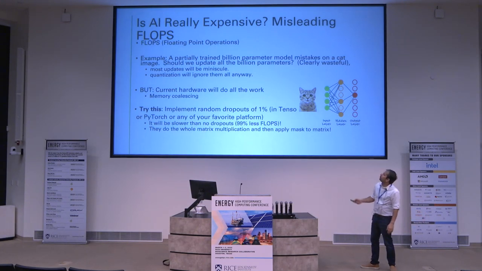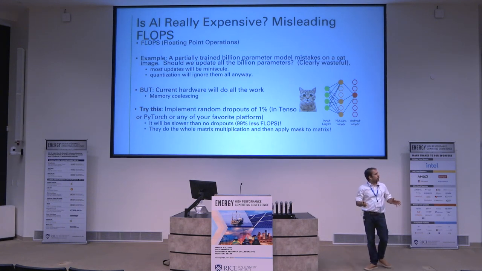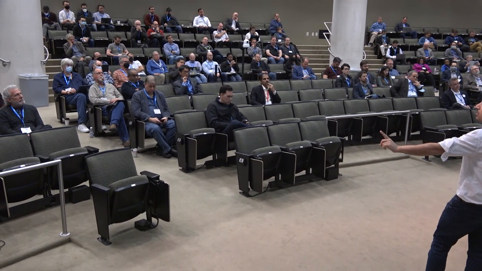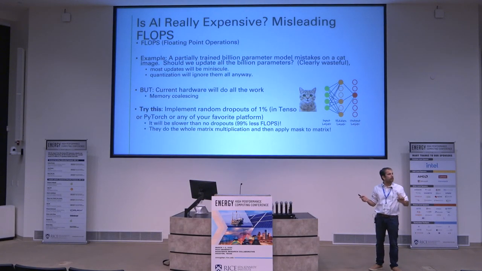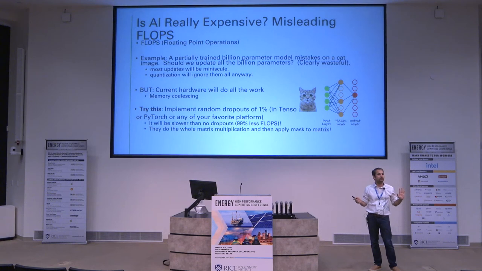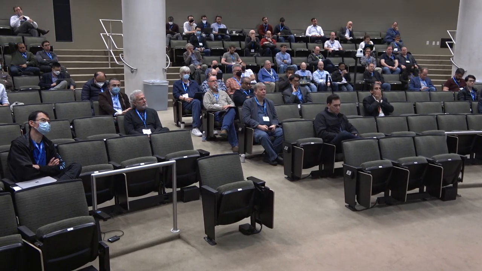But current hardware will do that work because it requires memory coalescing. And the way the current model works, they will count all these operations as flops. So if I make a mistake on a crat, I'm supposed to update a billion parameters. So I'm doing a billion or more floating point operations, and I want the capability to do that faster. It's a different story that 99% of them don't matter.